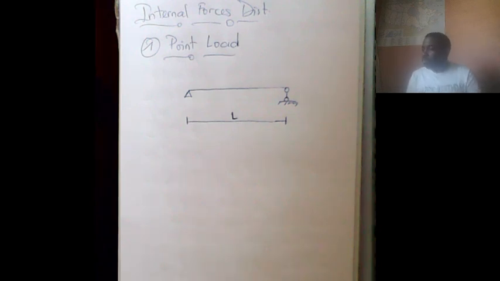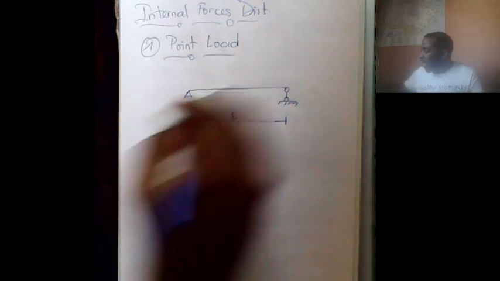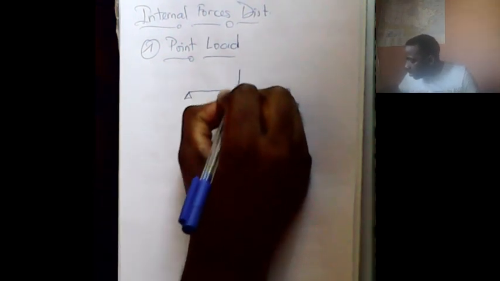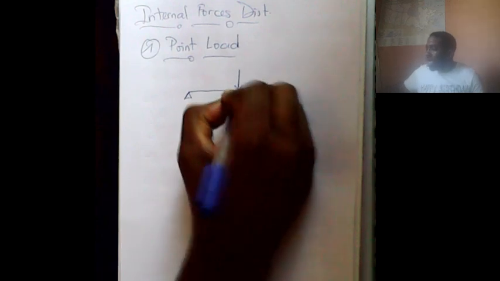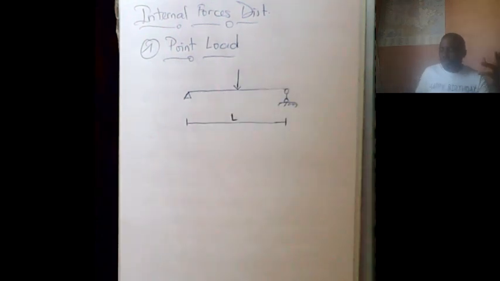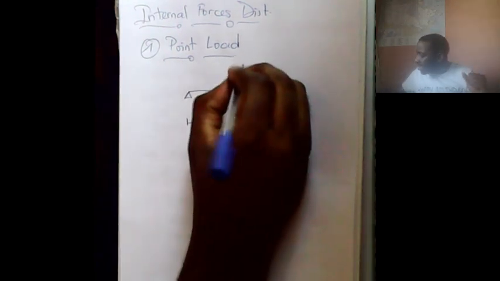So, what's it, L? Okay. Now, within this beam, the user can put his load anywhere. His load must not be in the middle. It can be anywhere on the beam. And the magnitude of his load can be anything that we'll call P.